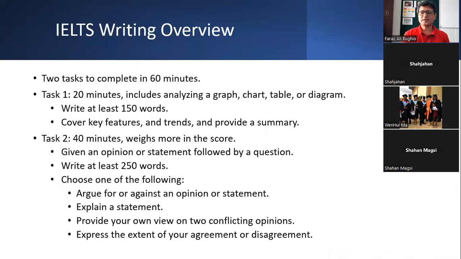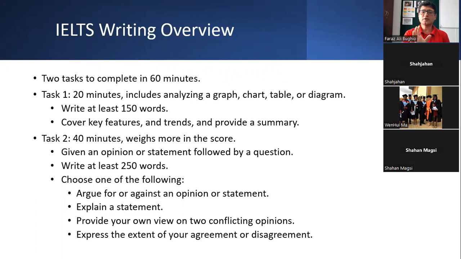So let's have an overview. What's this IELTS writing task? And then we'll specifically go to IELTS writing task 2, which is essay writing. So for academic, you'll be given 60 minutes to write two tasks, right? There'll be two tasks. They are called task 1 and task 2.